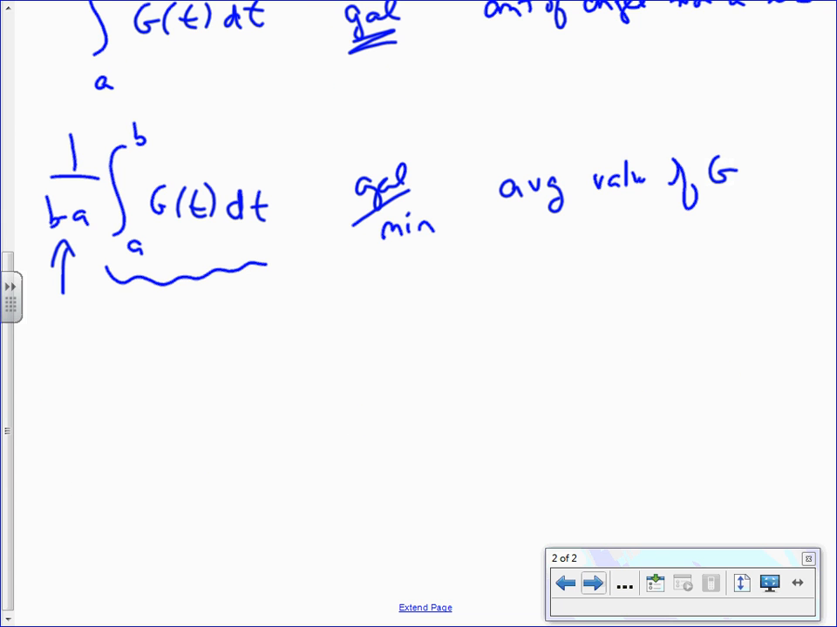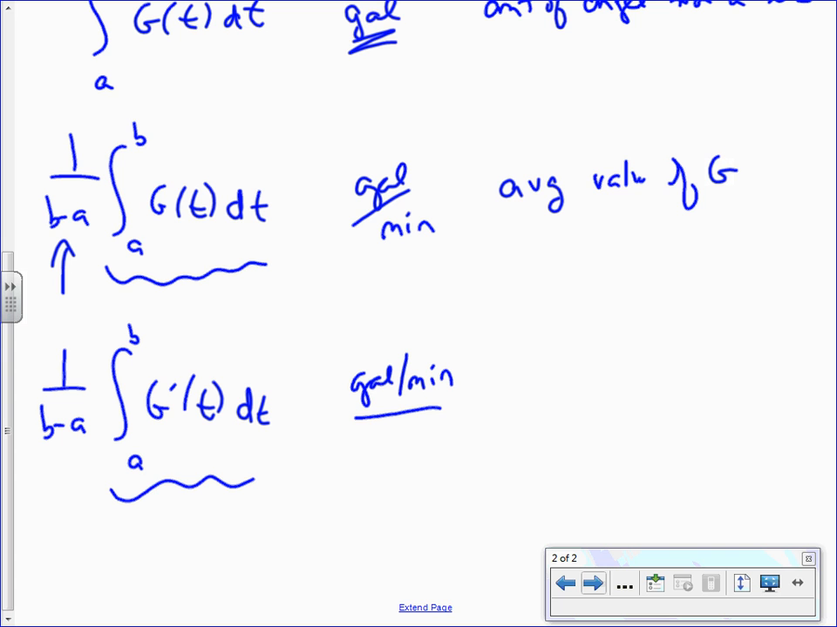And one more, 1 over B minus A, times the interval from A to B of G prime is gallons per minute, that's this. Remember, the antiderivative of G prime takes you back to G. This is gallons per minute per minute. This is also the average value, but it's not the average value of G, it's the average value of G prime.